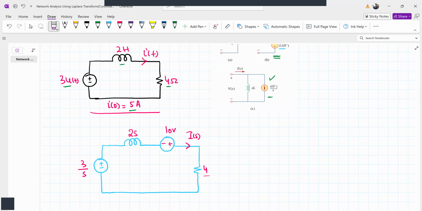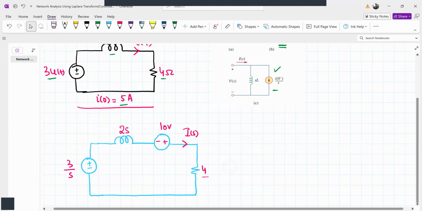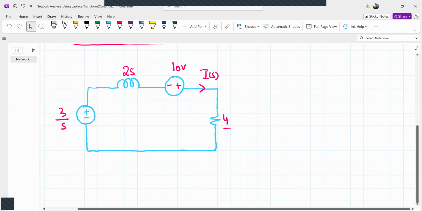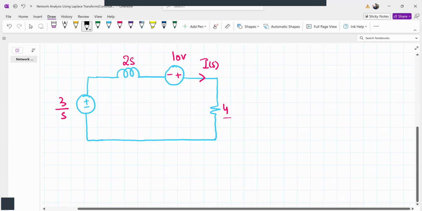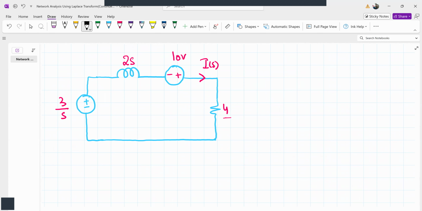Now, as our goal is to find i of t, we'll first find I of s. If you look at this circuit, we have a voltage source, another voltage source, and two impedances connected in series. So KVL will give us a very easy solution.